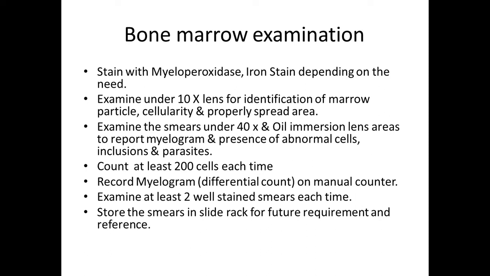We identify megakaryocytes, whether the megakaryocytes are normal, abnormal, what is the number of megakaryocytes, and then we also examine the erythroid cells, whether the erythroid cells are normal or there is myelodysplasia, dyserythropoiesis, segmentation of erythroid nuclei, or there is megaloblastic change. So many things we see under the microscope and examine the bone marrow.